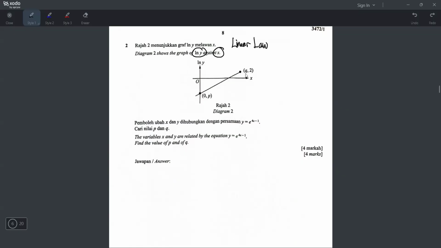But when we are doing linear law, we don't look at the diagram first, right? What do we look at? We look at the equation first, right? So the variables x and y are related by this equation. Find the value of p and q.